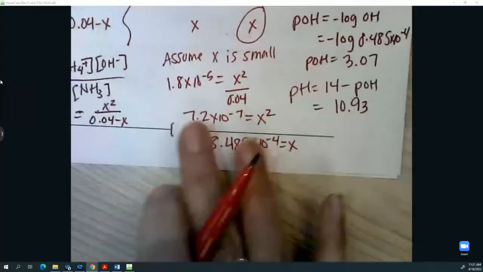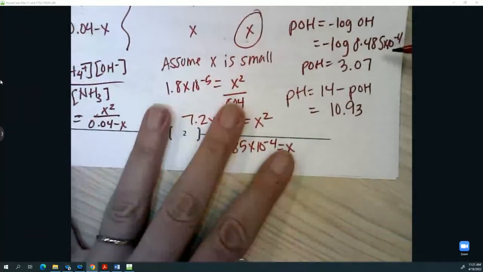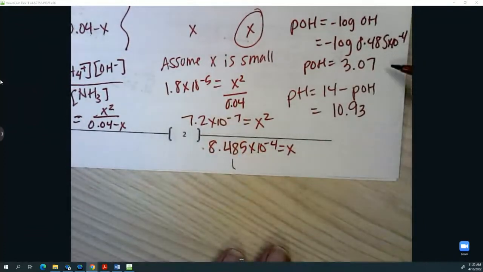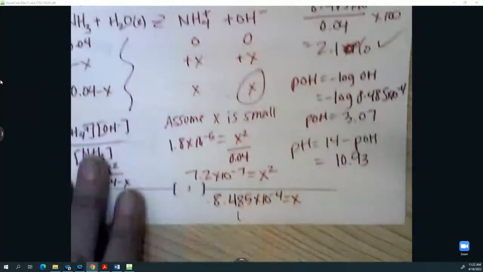And I got, oops, sorry, I got off the screen here. All right, so I did the minus the log of my X from down here. That's how I got my pOH. Then I subtracted it from 14. Remember, the sig figs are a little bit weird here.